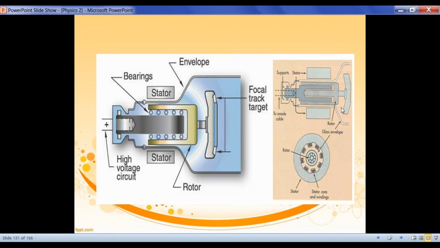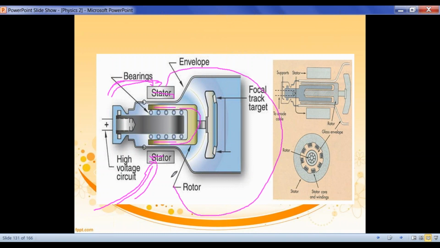Ito po yung ating anode. So, ito po yung stator sa labas. Ito po yung rotor sa loob. Ito po siya yung rotor. So, yung high voltage po ay nakasupply po dito sa ating stator. So, may high voltage po na nakasupply sa ating stator. Pero, stationary po siya. So, dahil po may kuryente, may electricity, may current, mag-i-emit po siya na magnetic field.